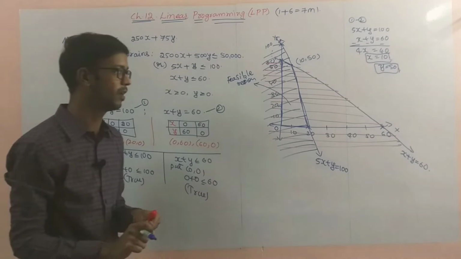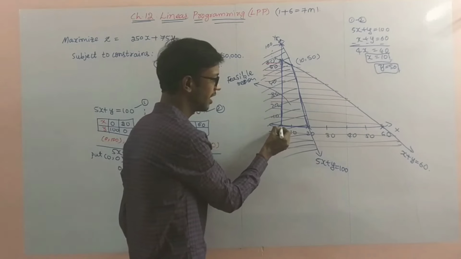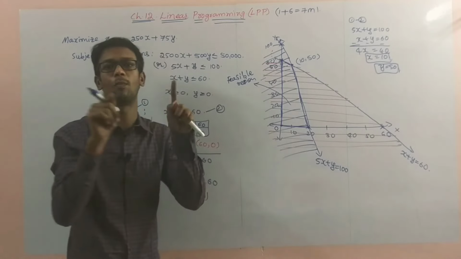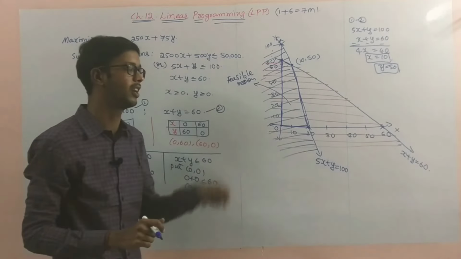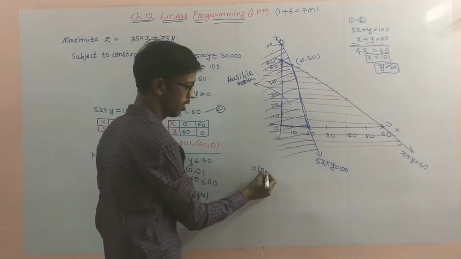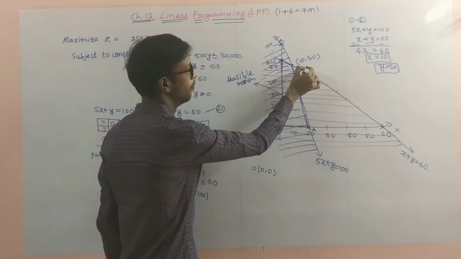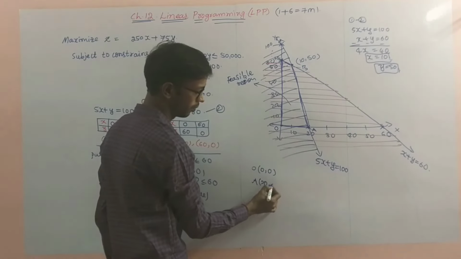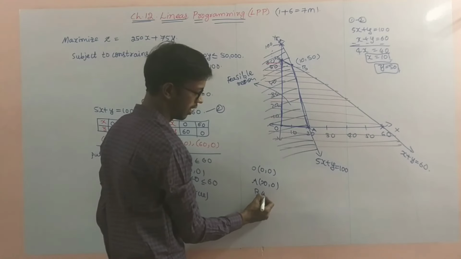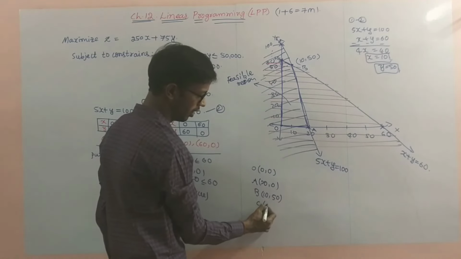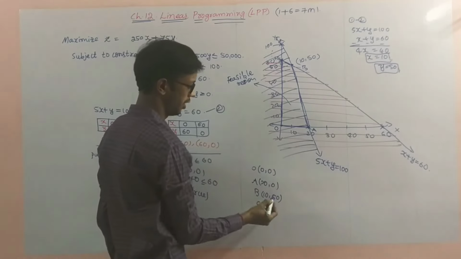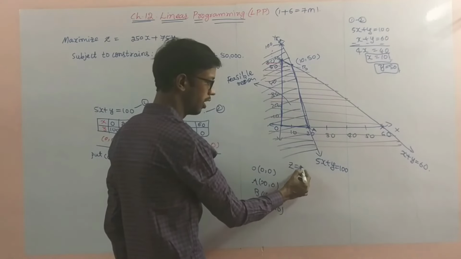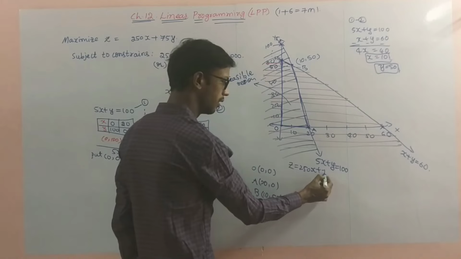Next, simplification. For simplification we will use the intersection points of the constraints, the boundary points, otherwise corner points. The first one is 0 comma 0. These we name A, B and C. So A point is 20 comma 0. B point is 10 comma 50. C point is 0 comma 60. Next, Z. Now we are using Z equals 250x plus 70y.